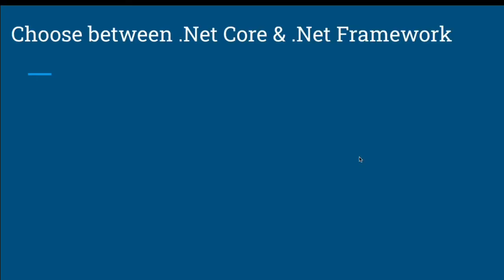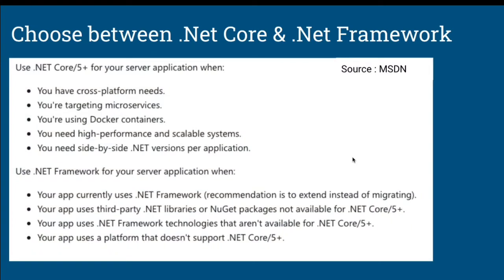If you have to decide between .NET Core and .NET Framework, how can you decide which to use in your project? These are the different parameters suggested by Microsoft. If you have cross-platform needs, if you are targeting microservices, if you are using Docker containers, if you need a high performance and scalable system, or if you need side-by-side .NET versions per application, then in these scenarios we can use .NET Core or 5+.